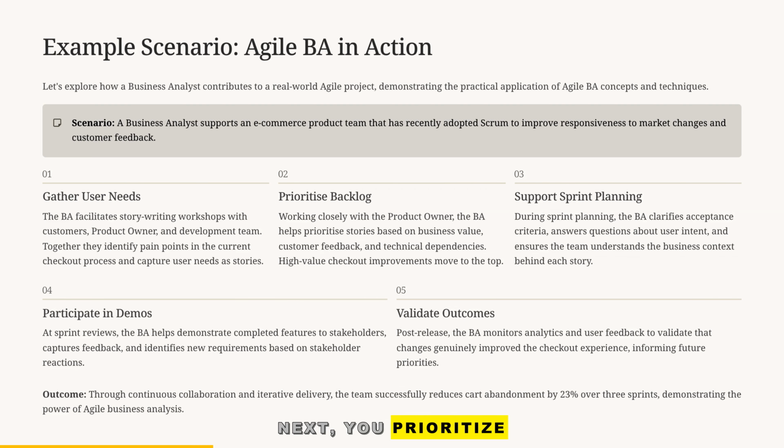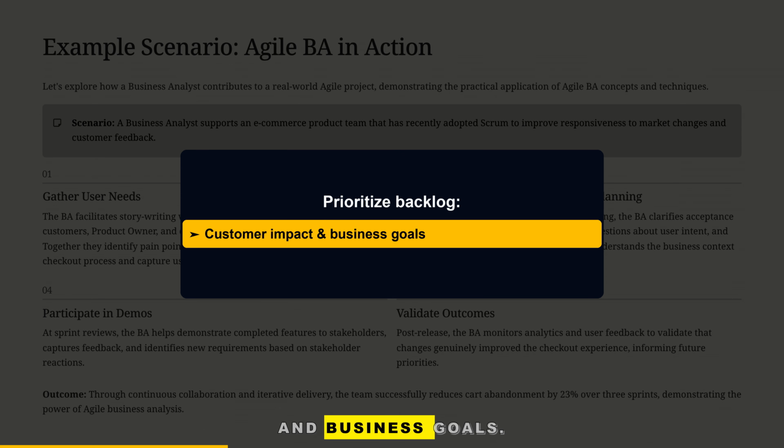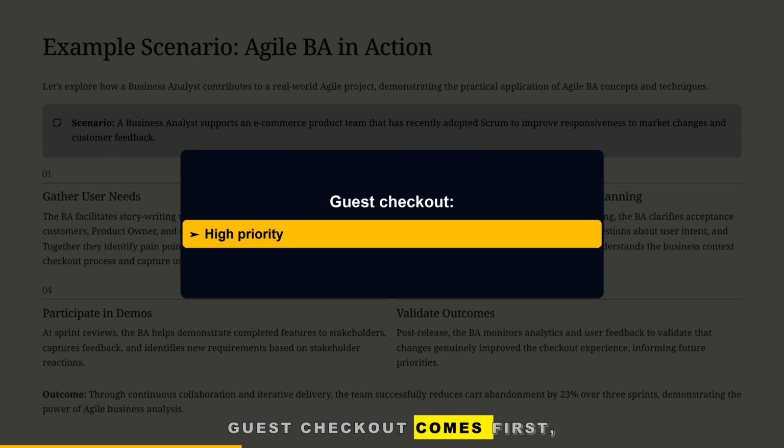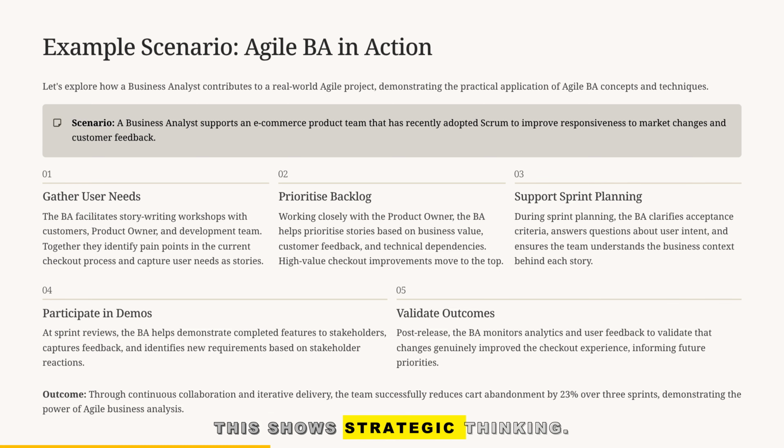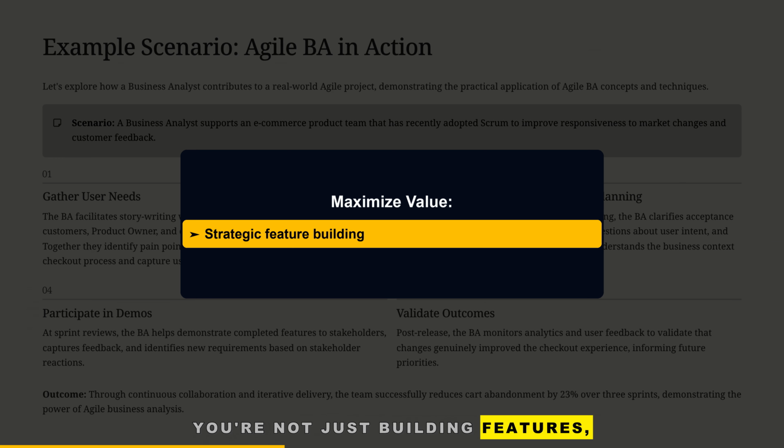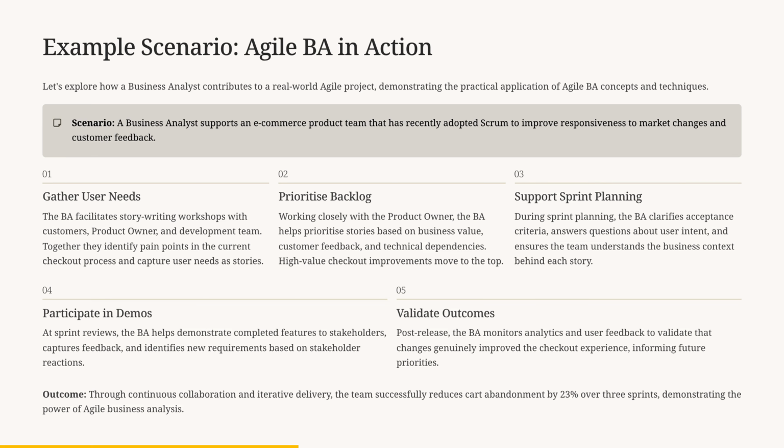Next, you prioritize the backlog using customer impact and business goals. Guest checkout comes first, while less urgent features move lower. This shows strategic thinking. You're not just building features, you're maximizing value.